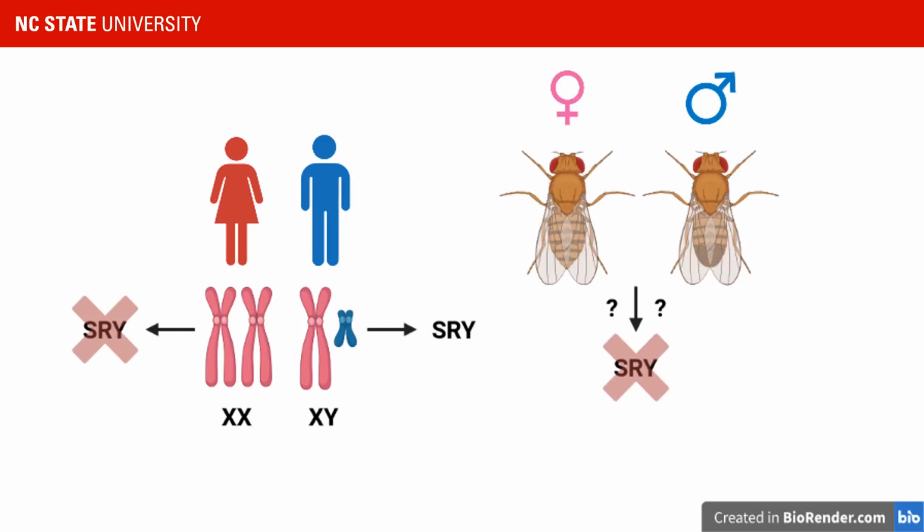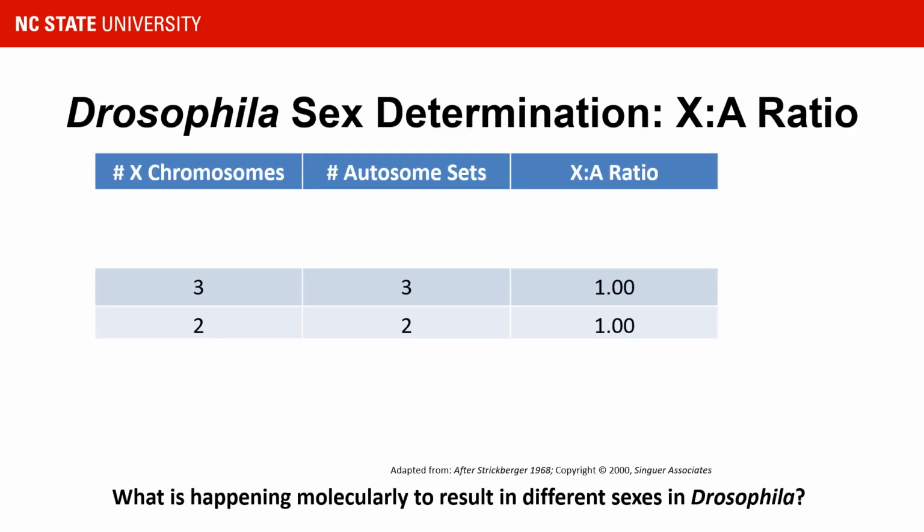The Y chromosome does possess genes for sperm formation in adult flies, but sex determination relies on the ratio of X chromosomes to the number of autosome sets in a fly. This is referred to as the X to A ratio. If the X to A ratio equals 1, then the fly will develop as a normal female. If the X to A ratio equals 0.5, then the fly will develop as a normal male.